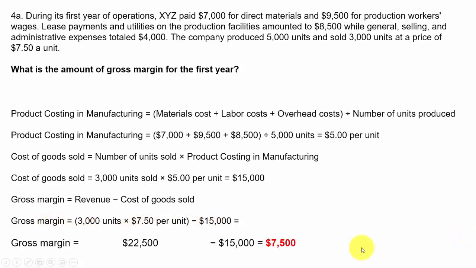So total sales or total revenue minus $15,000 should give us gross margin. The total sales or total revenue were $22,500. That's sales minus the cost of goods sold, which is $15,000. That gives us a gross margin of $7,500.